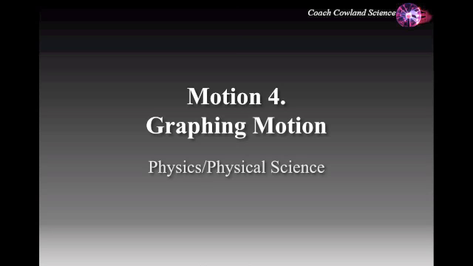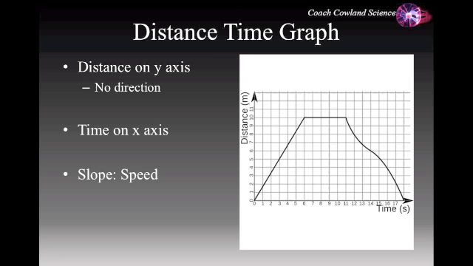There are three main graphs that we use with motion. The first one is a distance time graph. On the distance time graph we plot distance on the y-axis and time on the x-axis. This is because when we combine distance and time to find the slope, we will then get the speed.